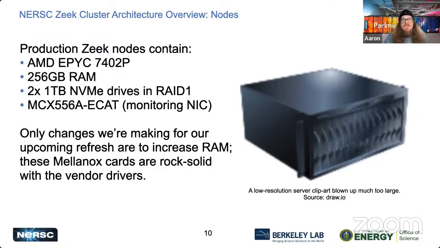So we have a series of nodes, and for example, one thing I didn't list in here is the management NIC. The monitoring NIC is in there. But those are the important pieces, right? The Epyc 7402P was at the time the best bang for buck, essentially.